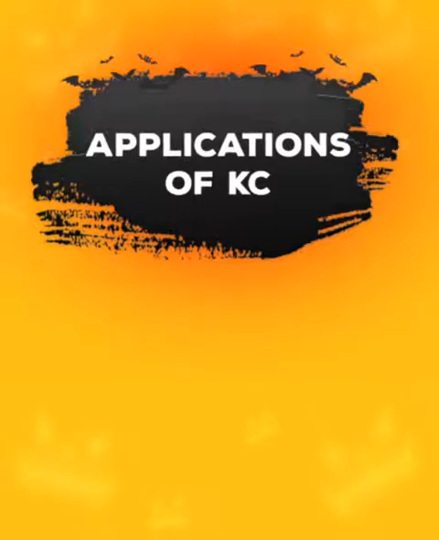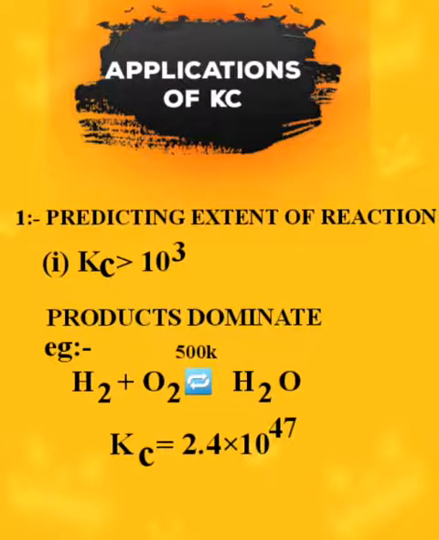Next, let me tell you about the applications of the equilibrium constant Kc. The first application is predicting the extent of the reaction. If the value of Kc is extremely large, that is Kc is greater than 10^3, then products dominate. For example, H2 plus O2 at 500 Kelvin forming H2O. The value of Kc for this reaction is 2.4 × 10^47. So, the H2O concentration will dominate over the concentrations of H2 and O2 at equilibrium.